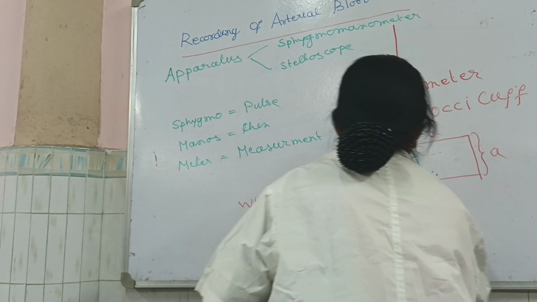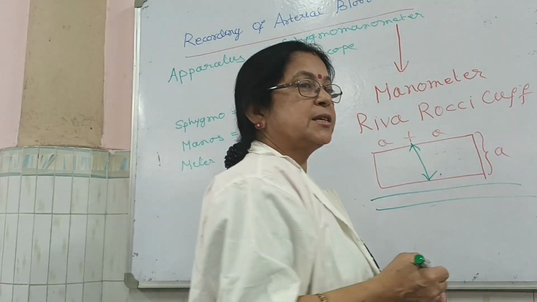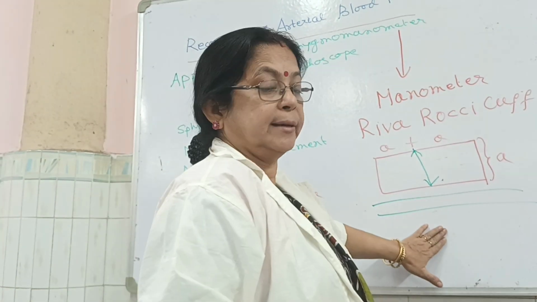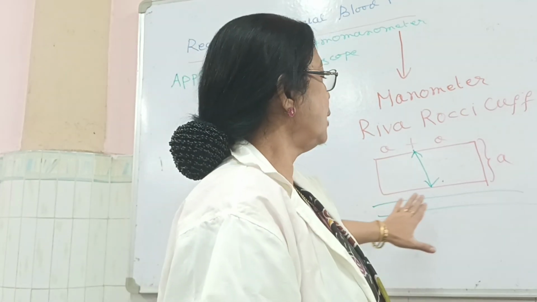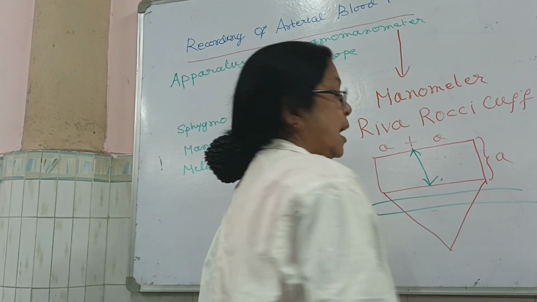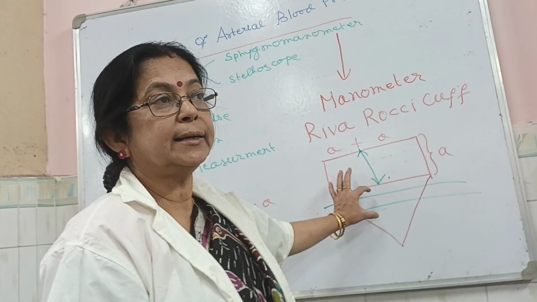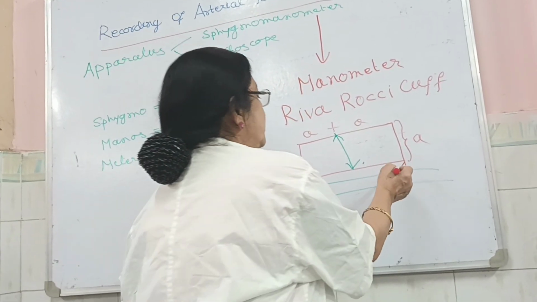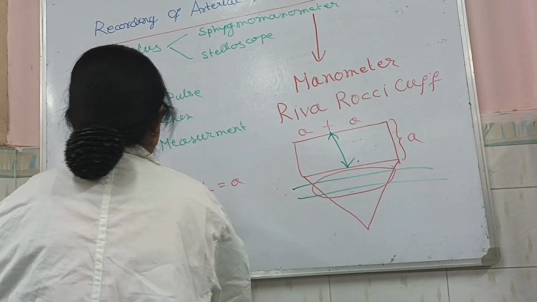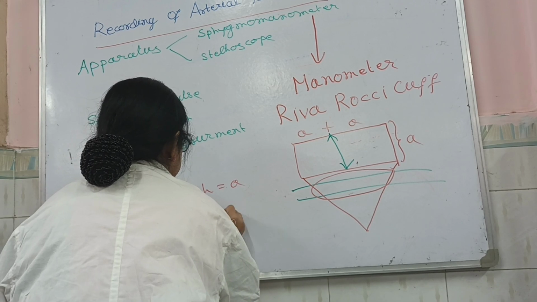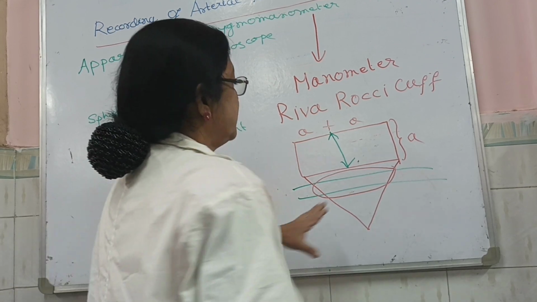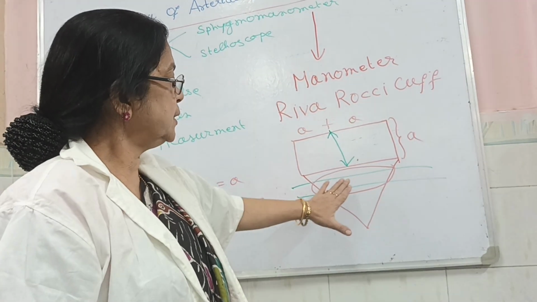Here is the brachial artery. We are measuring the blood pressure of, suppose, the brachial artery. So the width of the cup is placed over the brachial artery. Pressure is transmitted like a pressure cone. Our idea is that a sufficient segment of the artery should be included within that pressure cone.